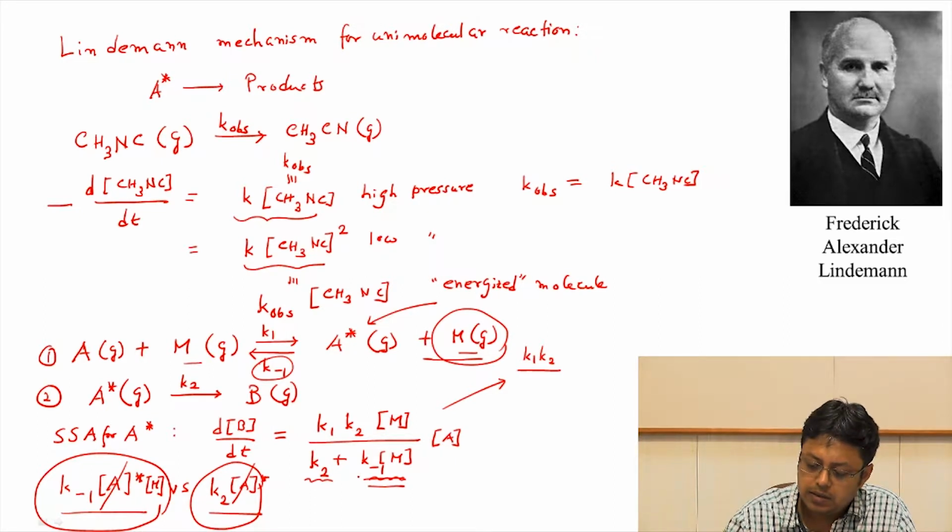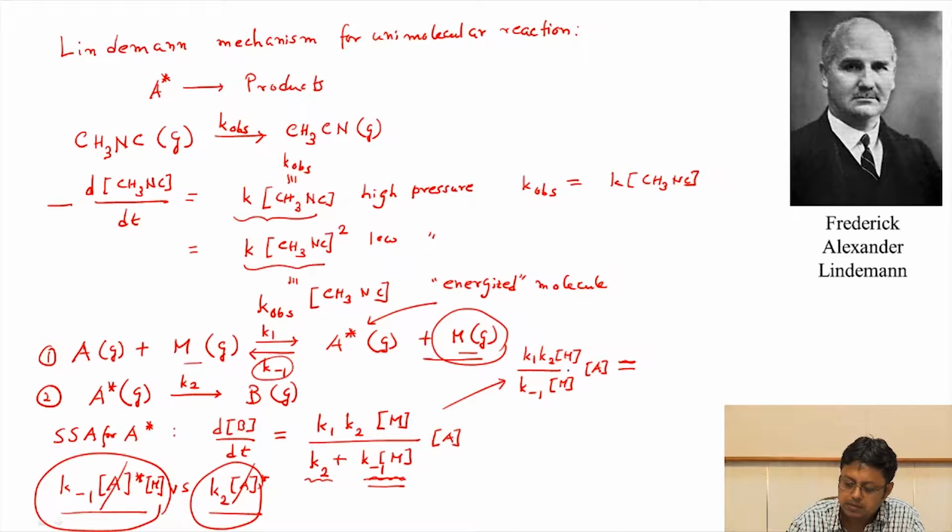And then what you have is nothing but K1 K2 divided by K2, which is nothing but K1 K2 into M divided by K minus 1 into M into A, and now you can see that this M cancels, so you have a combination of rate constant times A, but we said that we call as K observed. So this is nothing but K observed. So at high pressure it is constant. It's not exactly a constant. Remember that the K observed includes the A inside. And that's how Lindemann actually treated this thing.